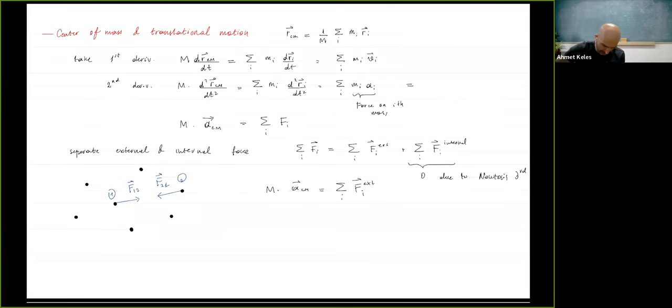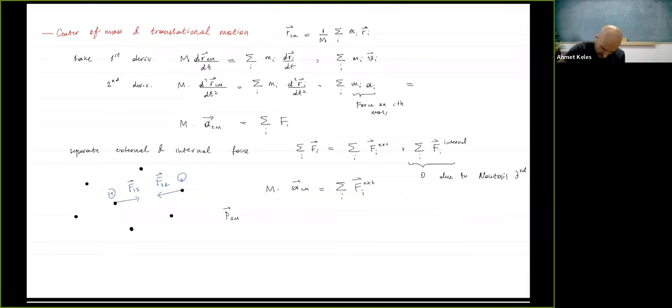I can do the same thing for, for example, momentum. I can define P center of mass, which is going to be equal to the sum of all momenta. If I take its derivative, dP center of mass divided by dt, with the same logic, it's going to be equal to the sum of all external forces on the system. So this is also Newton's second law for a system of particles.